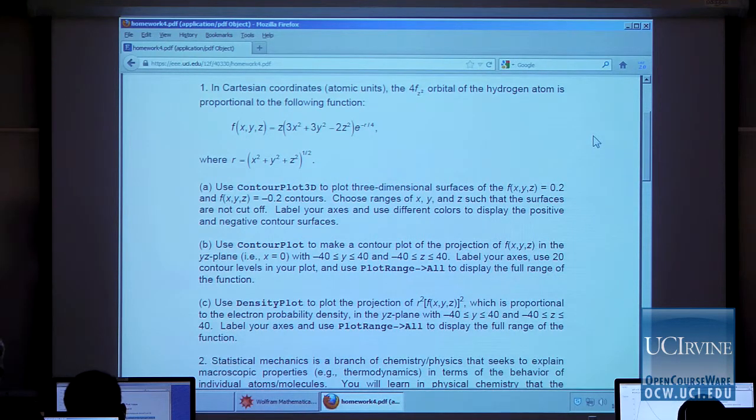That'll give you the positive lobe. And then another minus 0.2. And you may have to play around with the ranges so that you see the entire surface. And what I'd also like you to do in part A here is you can choose your 2 favorite colors to plot each of the 2 contours in different colors. All right, so we can tell which one is which.